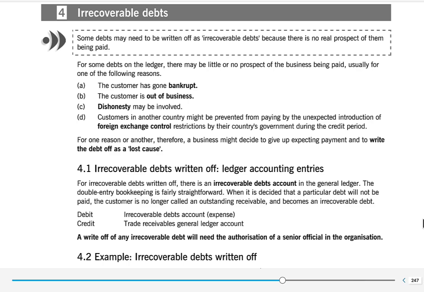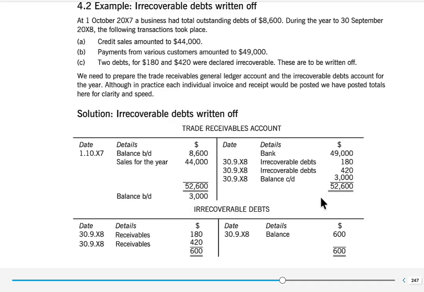Lesson 4.2. Example, irrecoverable debts written off. The book gives an example with totals for a whole period. Let us walk it slowly, like you would do in an exam. Story in the example. At the start of the period, the 1st of October, year 20x7, total outstanding debts, trade receivables, are $8,600. During the year to the 30th of September, year 20x8, credit sales amount to $44,000, payments from customers amount to $49,000. Two specific debts are declared irrecoverable, $180 and $420. First, combine the two irrecoverable debts. 180 plus 420 equals 600.